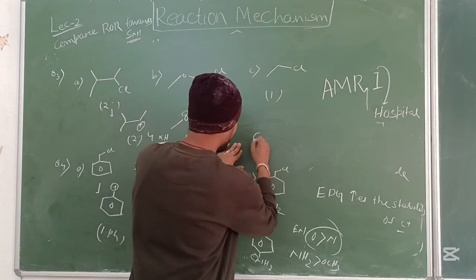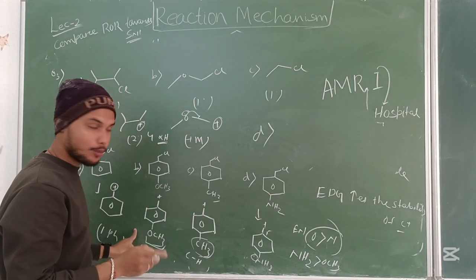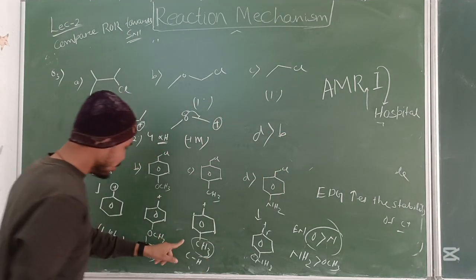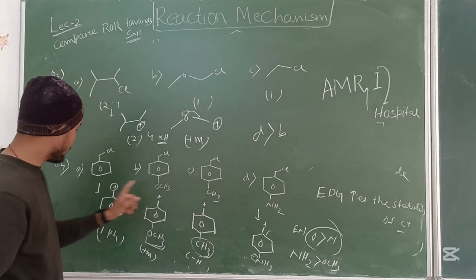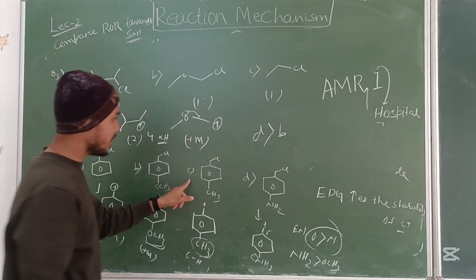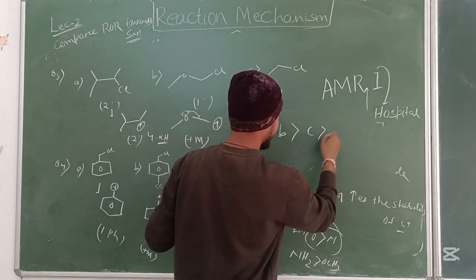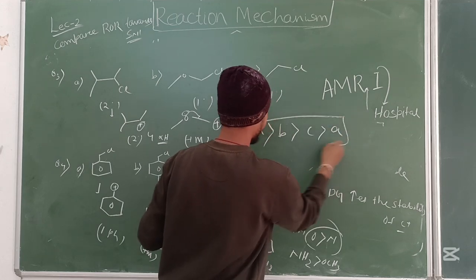Okay. So the order will be first B. Then comes to B. In between C and A. In between C and A. Here is a donating group CH3, but here is not a donating group. So it comes after C, then A.